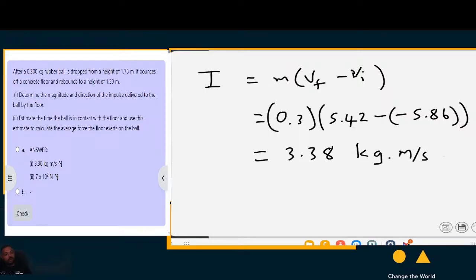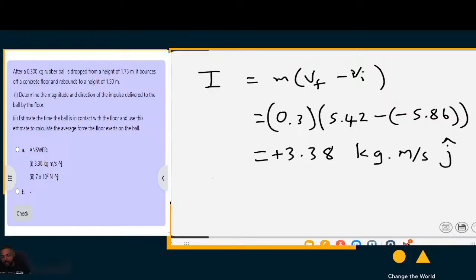And remember, this is a vector, so it has a direction and it is in the j-hat direction. Since we chose upwards as positive, and since the sign here in front is positive, although we didn't write it, it means it has an upwards change in momentum, a positive change in momentum.